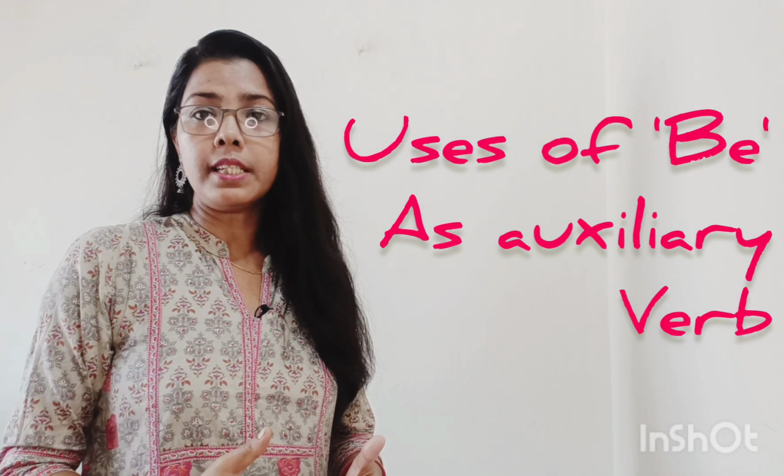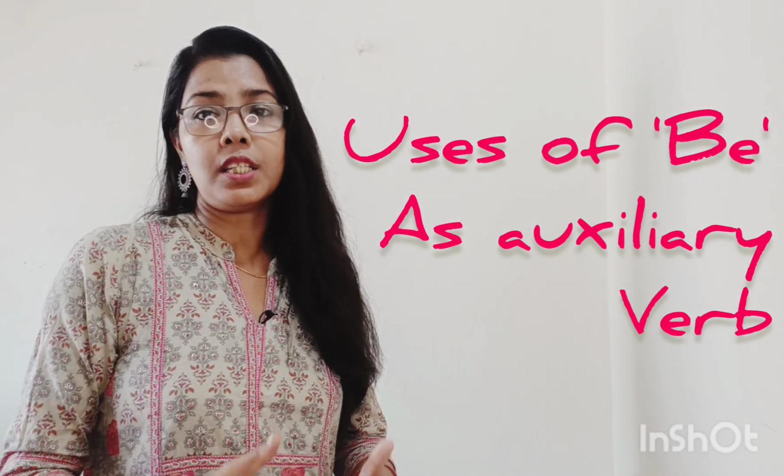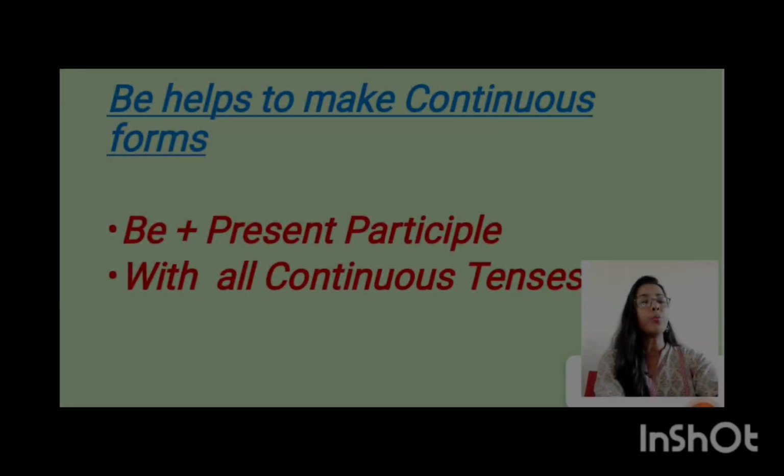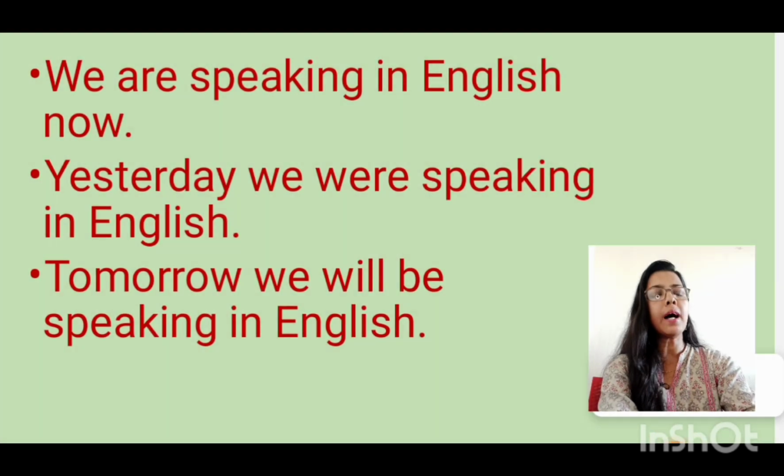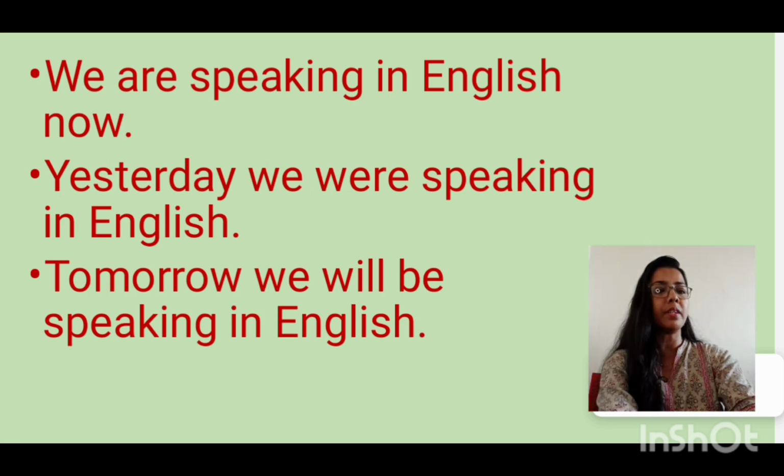Be as an auxiliary verb helps to make continuous forms. We use the be verb with the present participle, that is verb plus ing, with all continuous tenses. We are speaking in English now. Yesterday we were speaking in English. Tomorrow we will be speaking in English. So in all continuous tenses, present continuous, past continuous and future continuous, we use the be verb with the present participle.